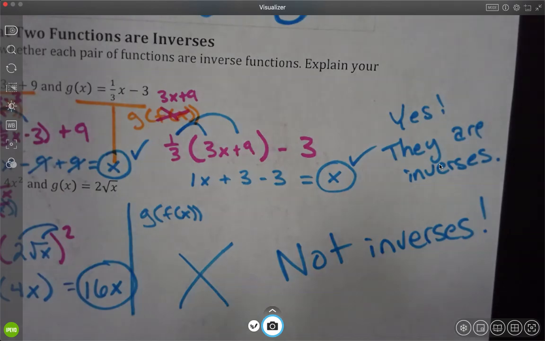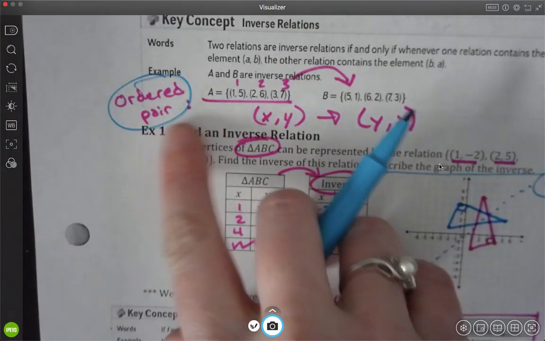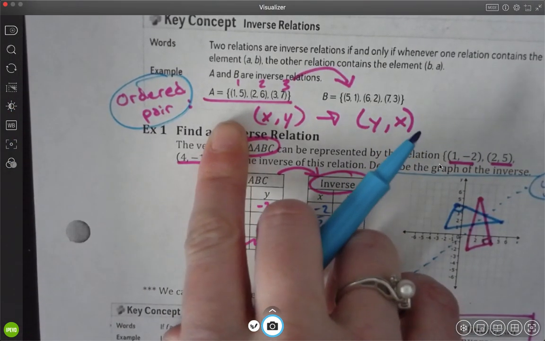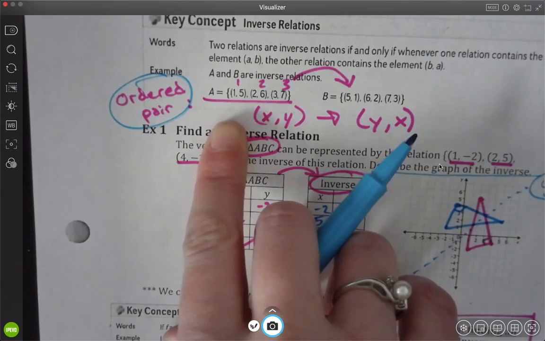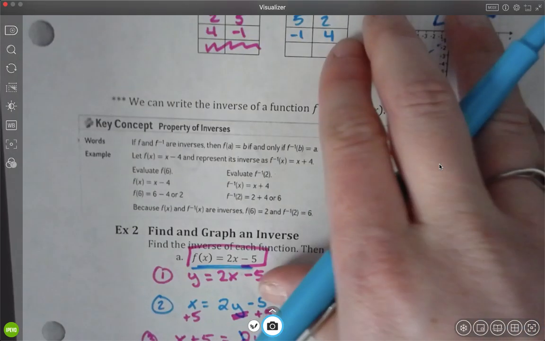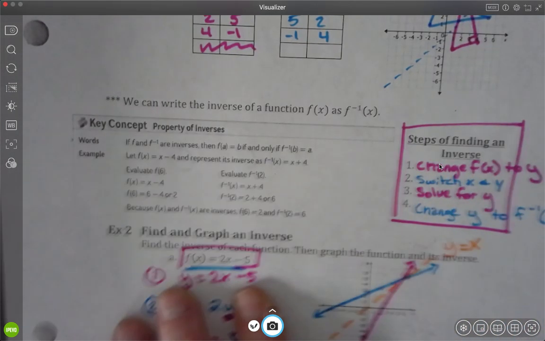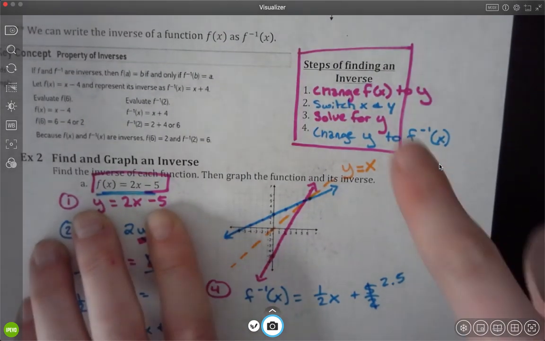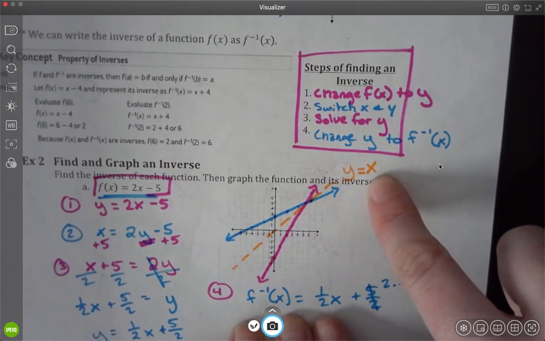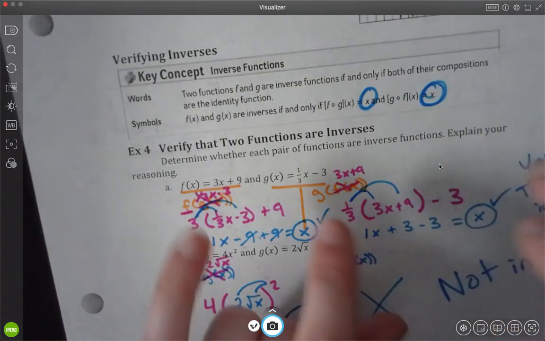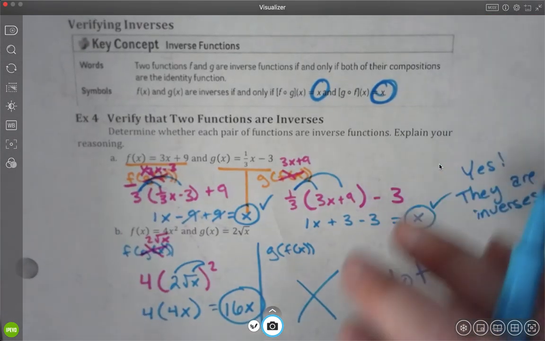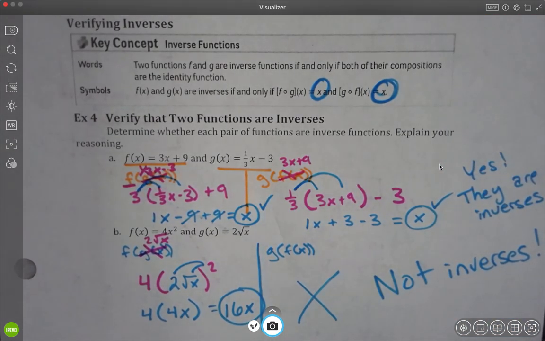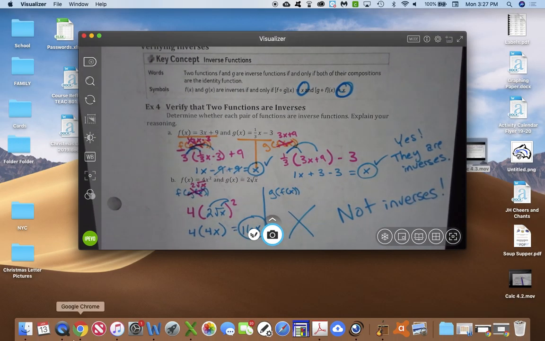Okay, so let's go back through here. Hold on just a second. I'm going to go back through. If you're given ordered pairs, what do you do to find the inverse? You just flip them, right? If you are given an equation, you have to graph it and do the 4 steps, right? And then if they give you 2 functions and say, are these inverses? Then you have to do f of g and g of f. Plug them into each other. G of f and f of g, right?